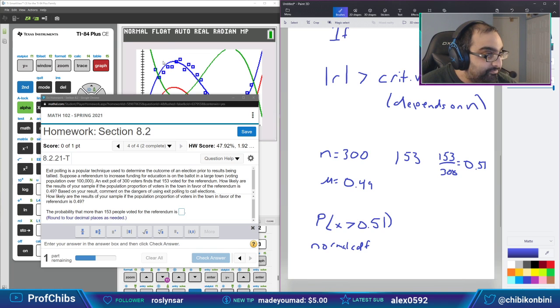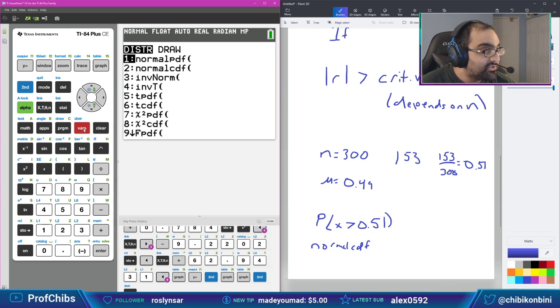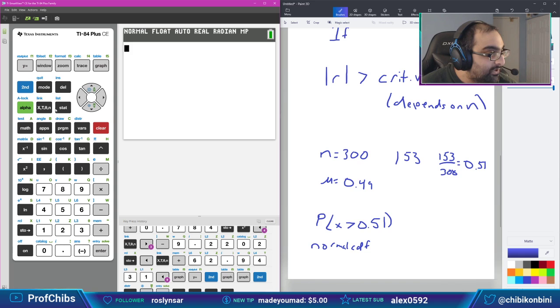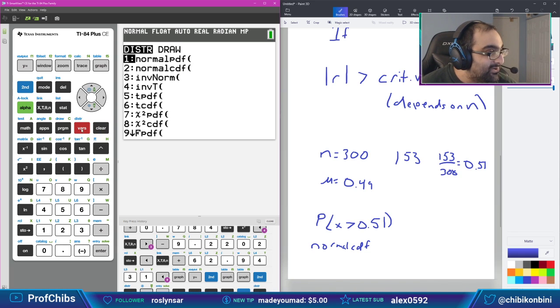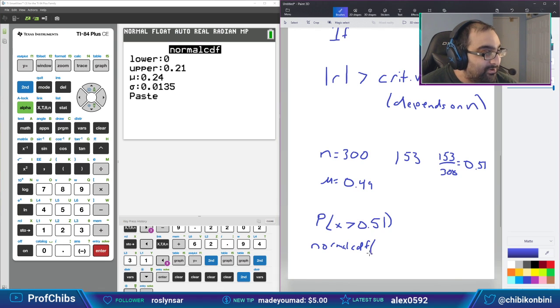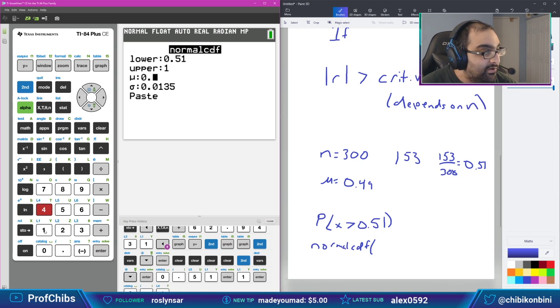All right. And so let's go to our calculator here. Second, vars. Go to normal CDF. I wanted to get to the submenu there at some point. There we go. All right, so we're going to do the normal CDF here. So normal CDF, we have a lower. Our lower here is going to be 0.51. Enter that in. Our upper is going to be 1, up to 100%. Then we have our mean here of 0.49.